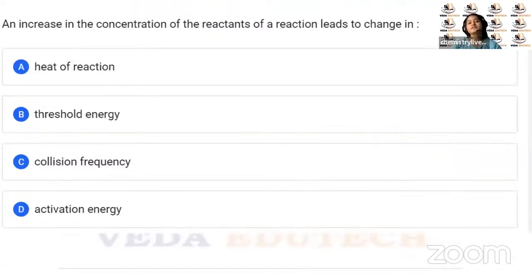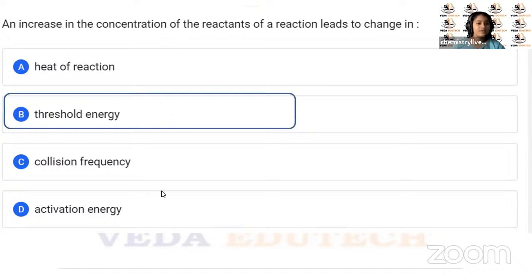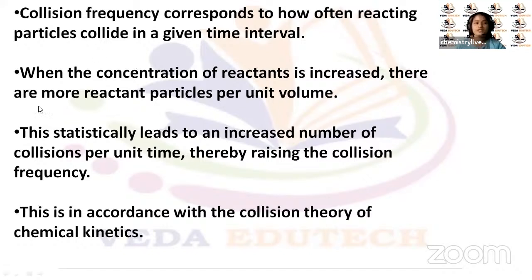Now here is a question. An increase in concentration of reactant leads to change in collision frequency. So we'll see this one. This is collision frequency, this is not threshold energy. Collision frequency is going to be your answer. We'll discuss what this collision frequency is. So what happens if you increase the concentration?